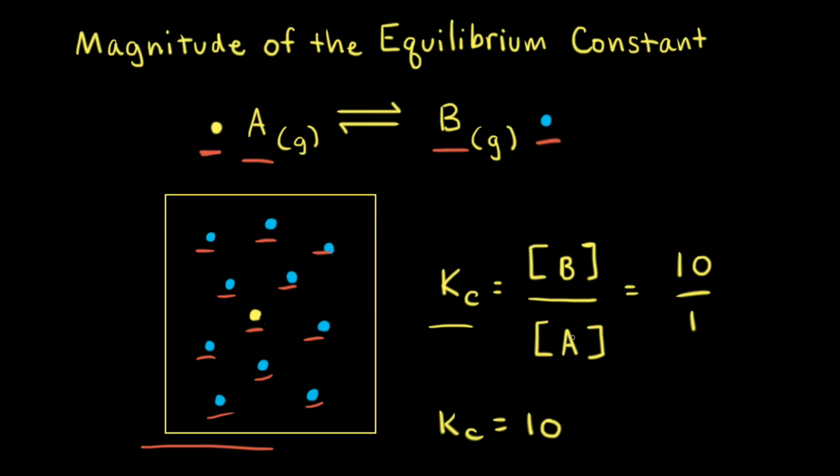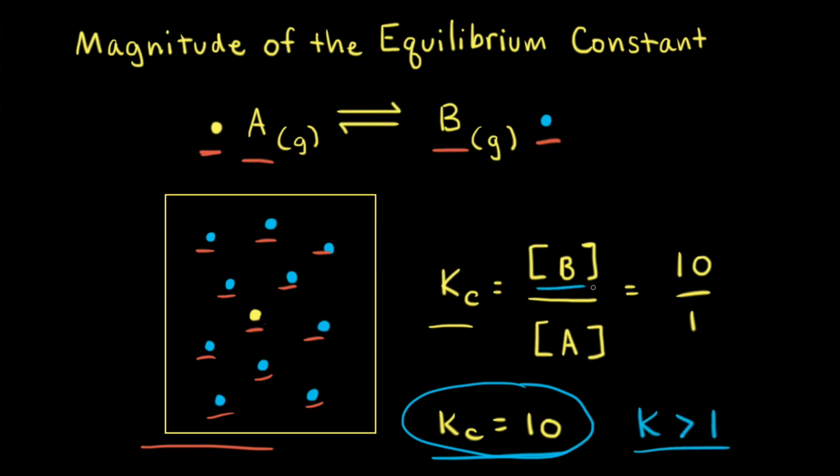Once again, the magnitude of the equilibrium constant tells us something about the reaction mixture at equilibrium. For this hypothetical reaction, Kc is equal to 10, so K is greater than 1. And when K is greater than 1, once again we have products over reactants, so the numerator must be larger than the denominator, which means we have a lot more products than reactants at equilibrium.